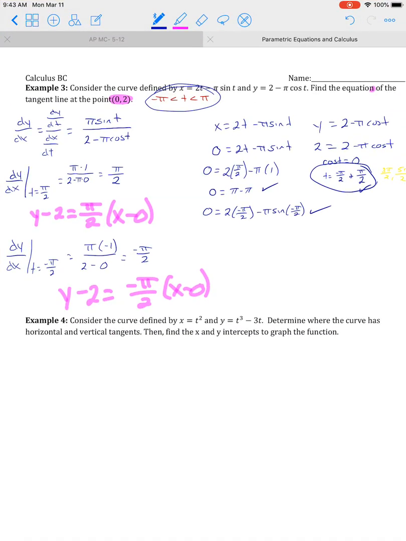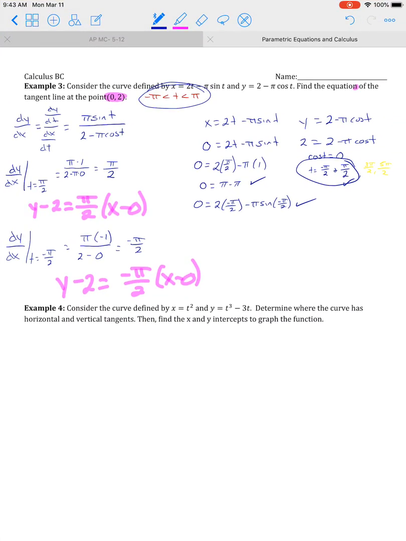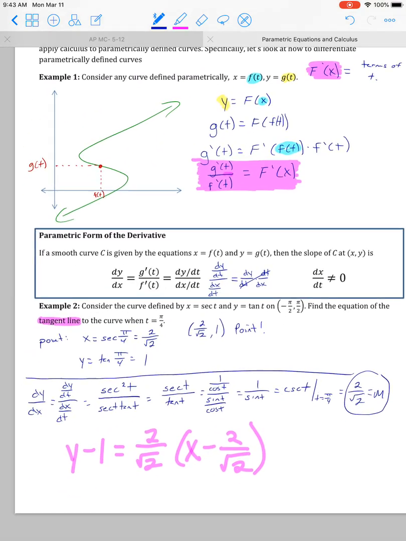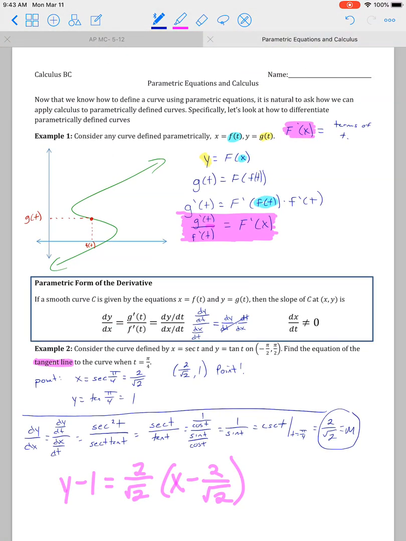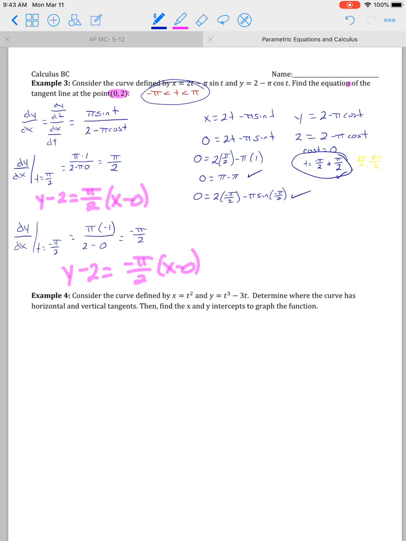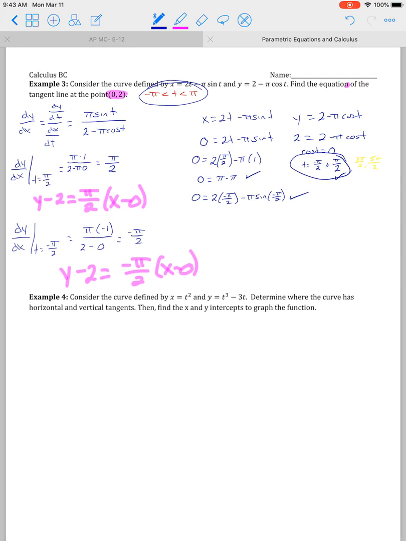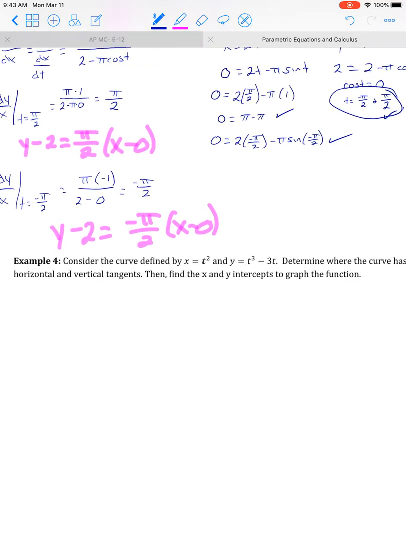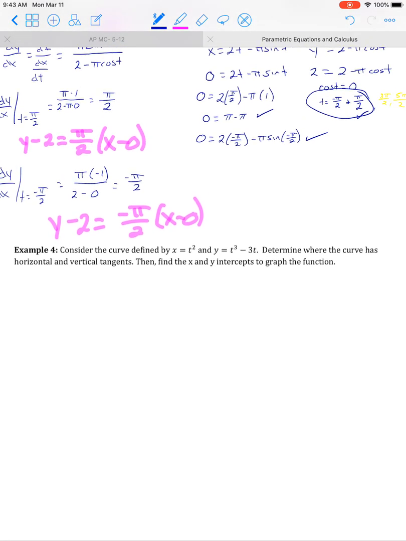All right, so that's tangent lines. Those are the two different ways they could present and ask those questions. One is giving you the time and asking you to find the point. The second would be giving you the point and you having to work backwards to find the time. So make sure you can handle both of those. Example 4 is going to cover the next things that they like to ask us to do.